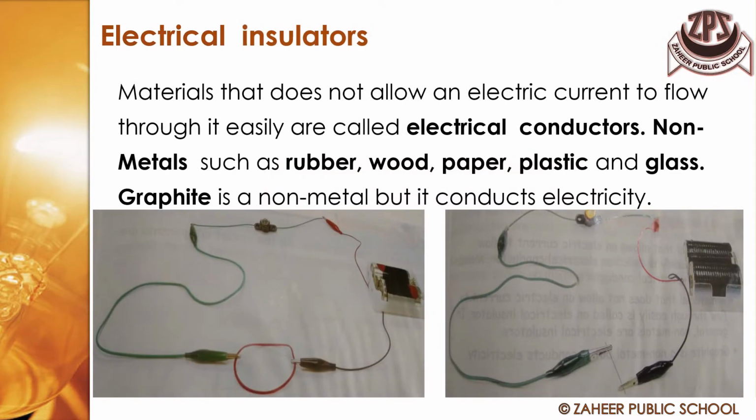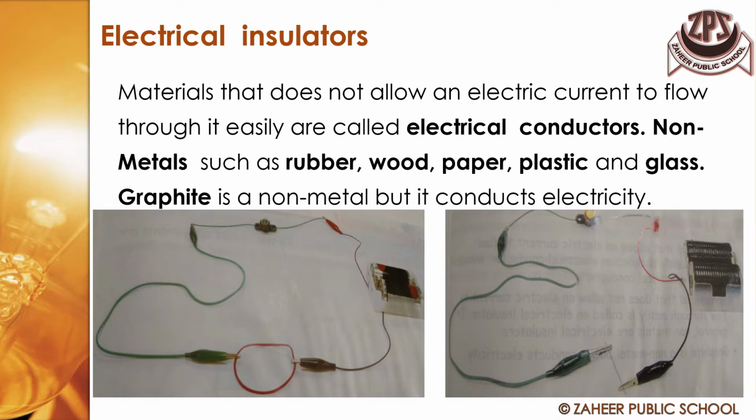Materials that do not allow an electric current to flow through them easily are known as electrical insulators. Generally, non-metals such as rubber, wood, paper, plastic and glass are known as electrical insulators. In the first picture you can see that when a rubber band is connected to the circuit, the bulb does not light up. It means the rubber band is an electrical insulator.